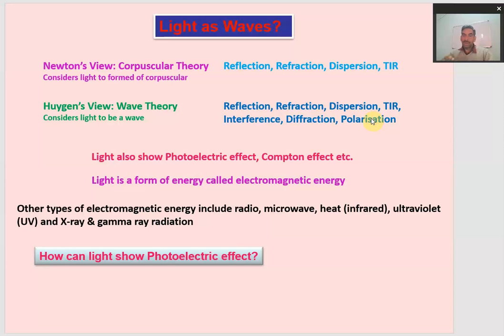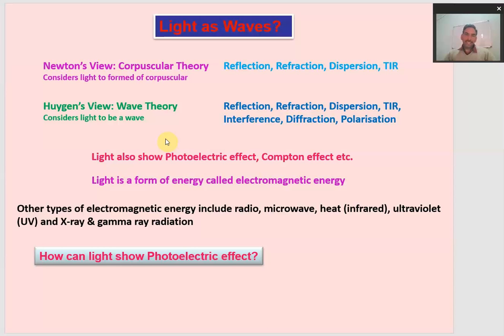But on the basis of Huygens' wave theory, we can even understand the interference, diffraction and polarization shown by light, in addition to reflection, refraction and other phenomena as suggested earlier. So that means the acceptability of Huygens' wave theory of light is quite wide.